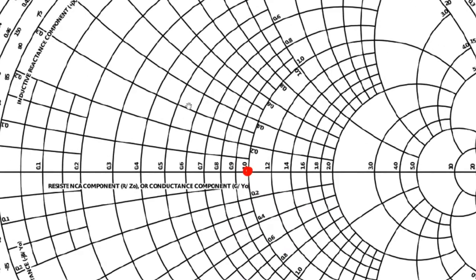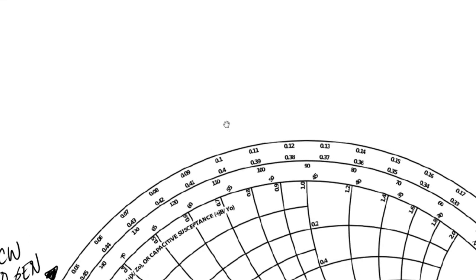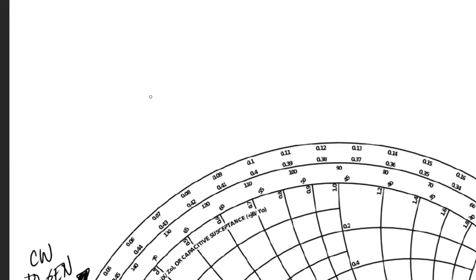Now, let's plot something. Let's plot something. Let's start with a purely resistive load. So, what if our load is 37.5 ohms? The characteristic impedance of our coax is 75 ohms, no?